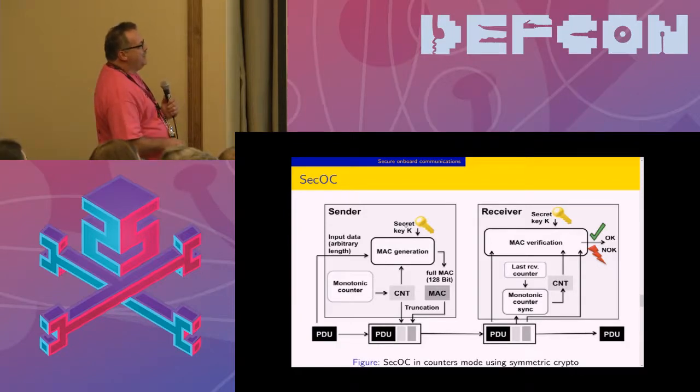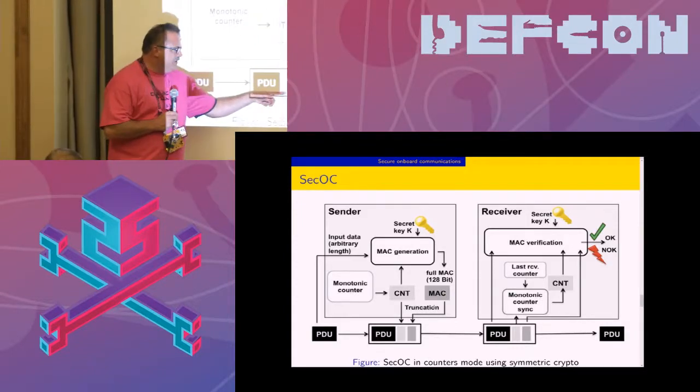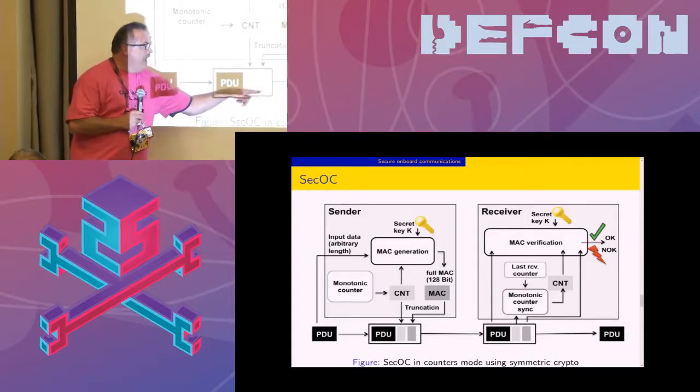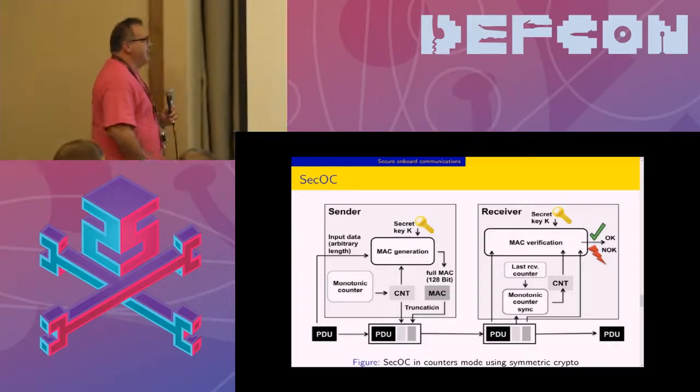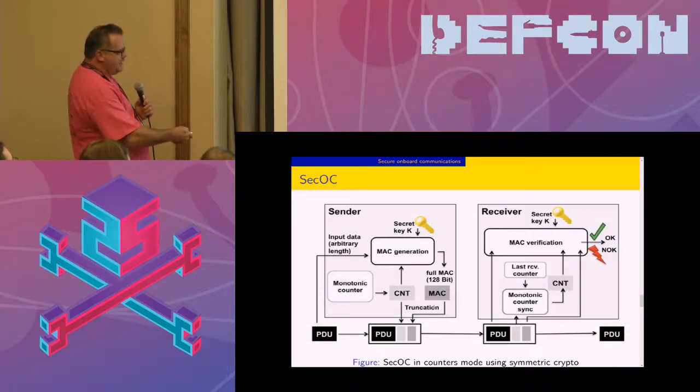And then there will be a counter, for instance. This will be like using a freshness counter. So this counter is going to generate our freshness counter, and then it's going to feed that into the MAC generation. And what comes out is going to be our MAC value, okay? Now, it says truncation down here. I'll explain that in a second. But essentially, think of this now. We now have this PDU and a freshness value, and we have the authentication value, if you will, the MAC value. And then that gets transmitted on the bus.